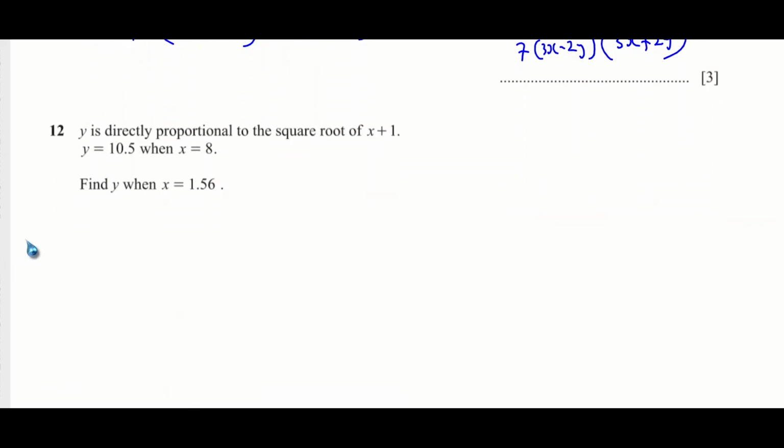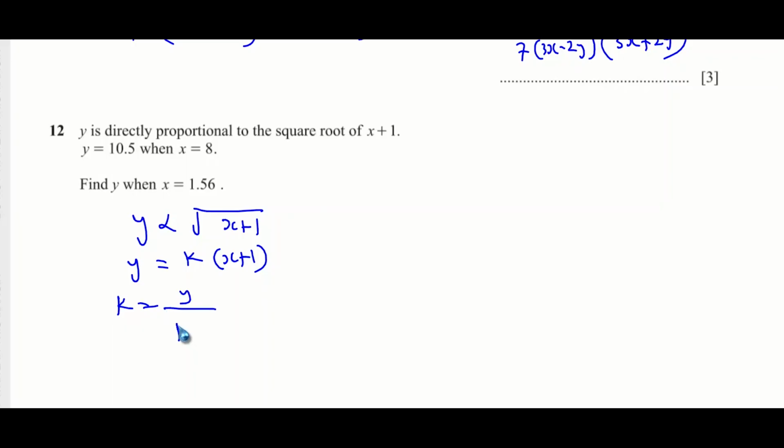Question 12. y is directly proportional to the square root of x plus 1. So that implies that y equals k into the square root of x plus 1. y is given as 10.5 and x is given as 8. So we can use this to find the value of k. Let's make k the subject of the formula. So k will be equal to y over the square root of x plus 1, which is equal to 10.5 over the square root of 8 plus 1.